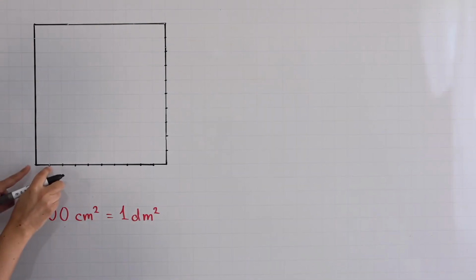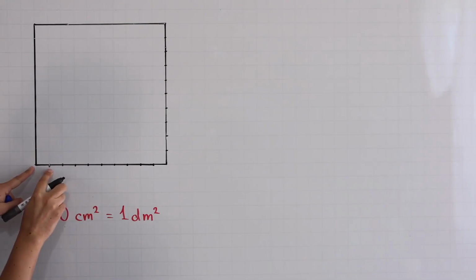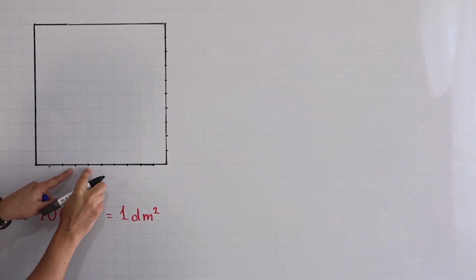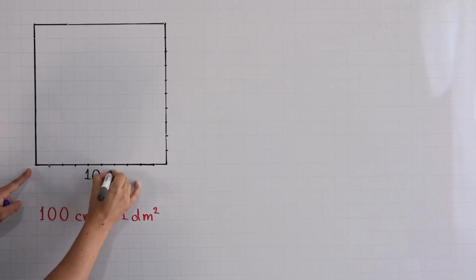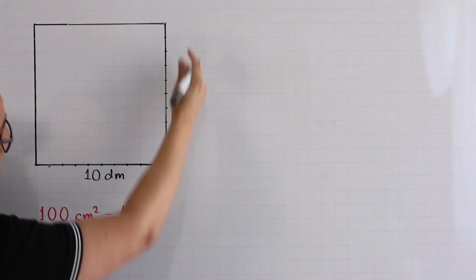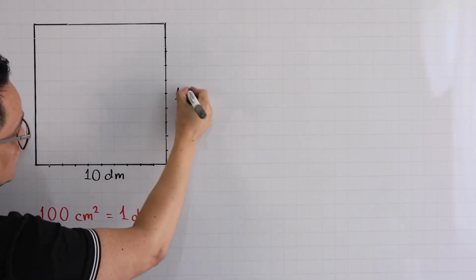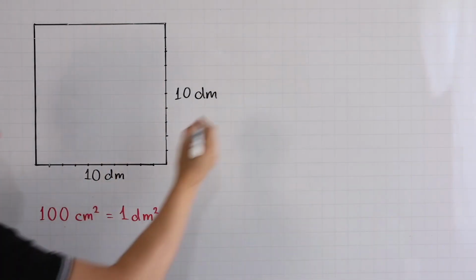Now imagine that each of these pieces is a decimeter. So this is a decimeter, a decimeter, a decimeter, a decimeter, and so on. So in total, I will have 10 decimeters. Now here, it's the same. This is a decimeter, and so on. So here I will have 10 decimeters. Let's do exactly the same thing. Let's calculate the area of this new square.